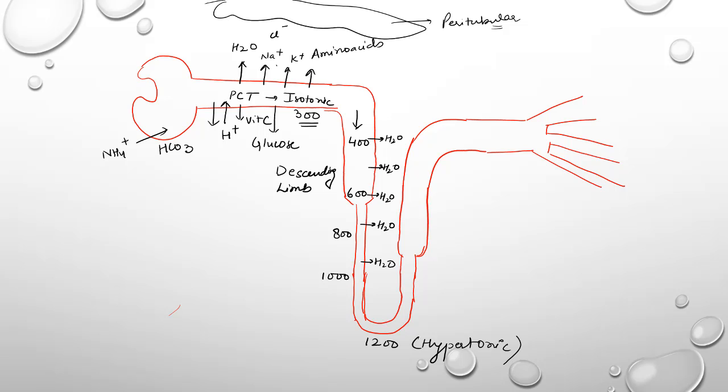Now after this, the moment it reaches the thick ascending limb, it reabsorbs Na+, Cl-, K+, Ca2+, and Mg2+. This is the ascending limb.